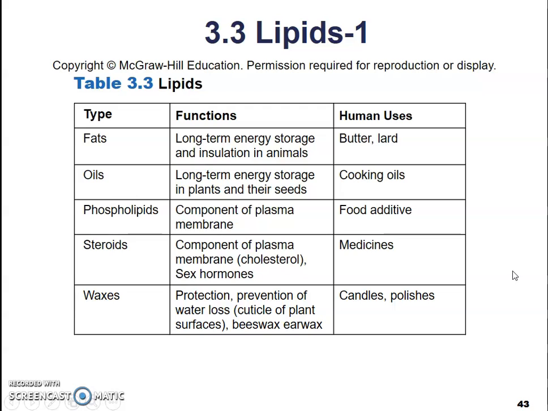Steroids are components of the plasma membrane as well. They're in the form of cholesterol, which helps hold the phospholipids together, which we're going to spend a lot more time talking about. Steroids are also found in sex hormones like estrogen and testosterone. They also form the base of a lot of medicines. And lastly, waxes. They are used for protection, prevention of water loss. Plants use them a lot to help keep water inside.